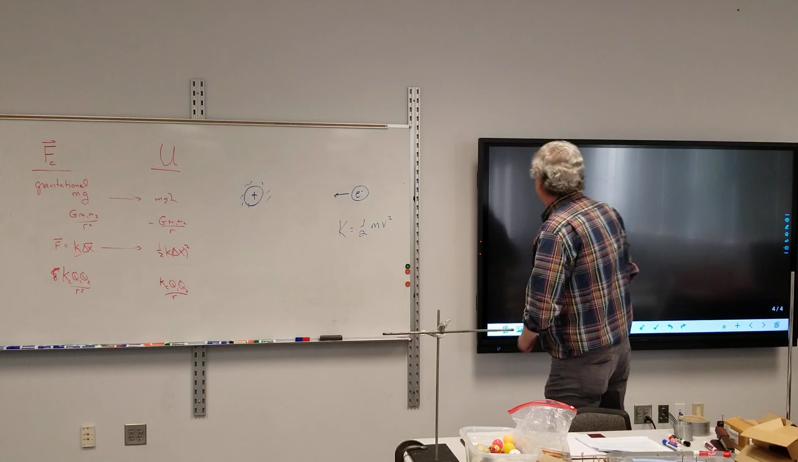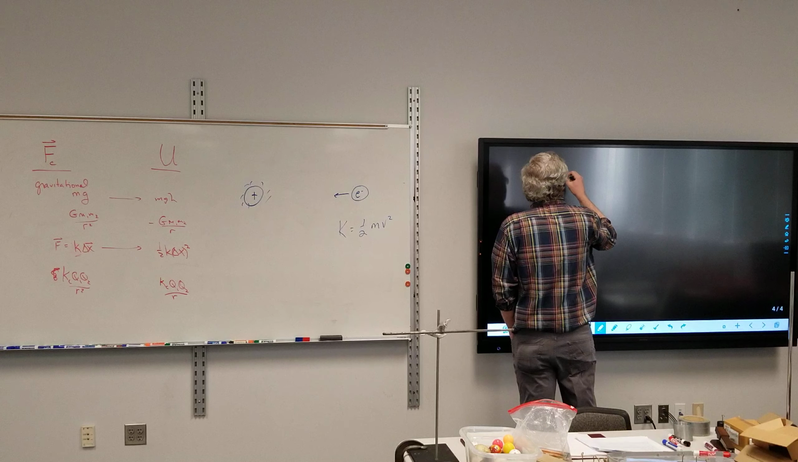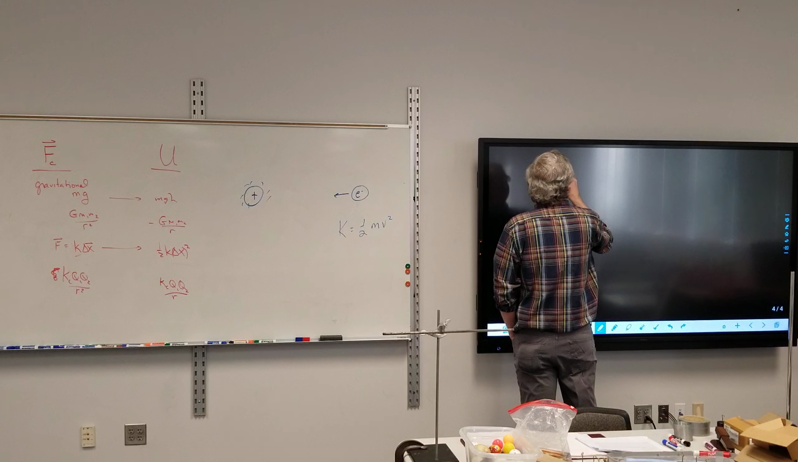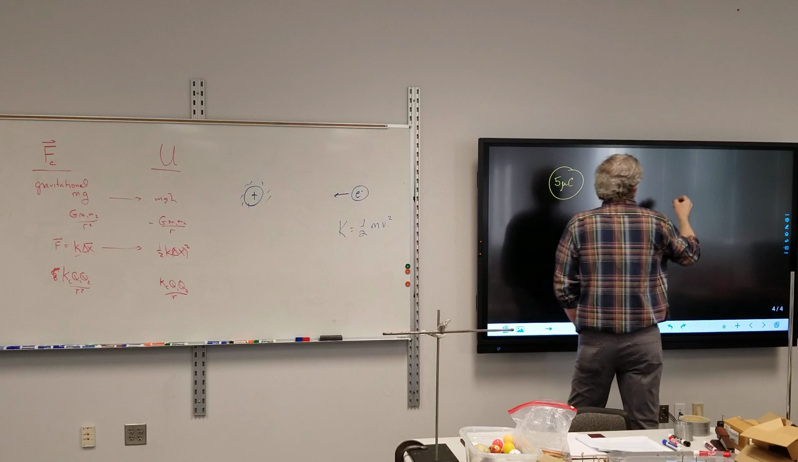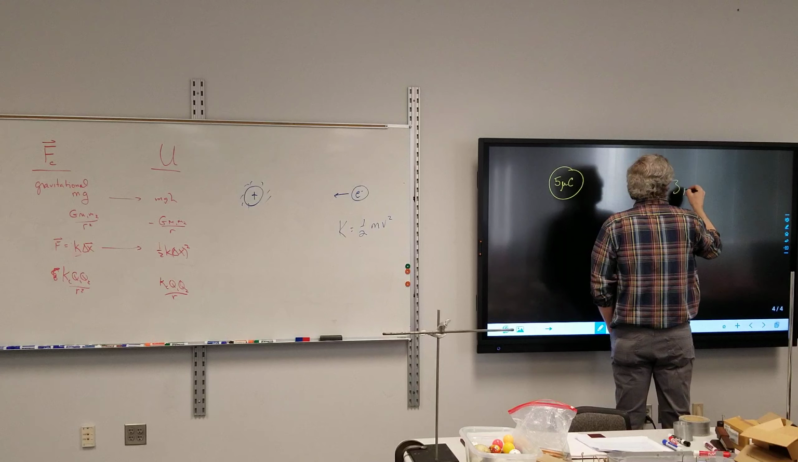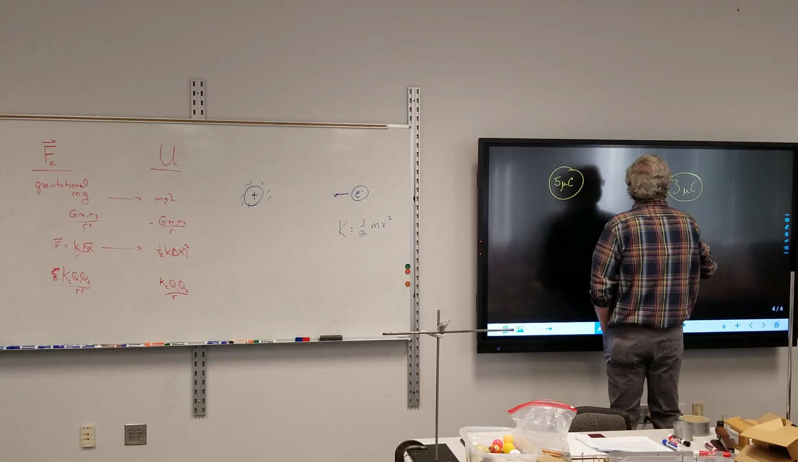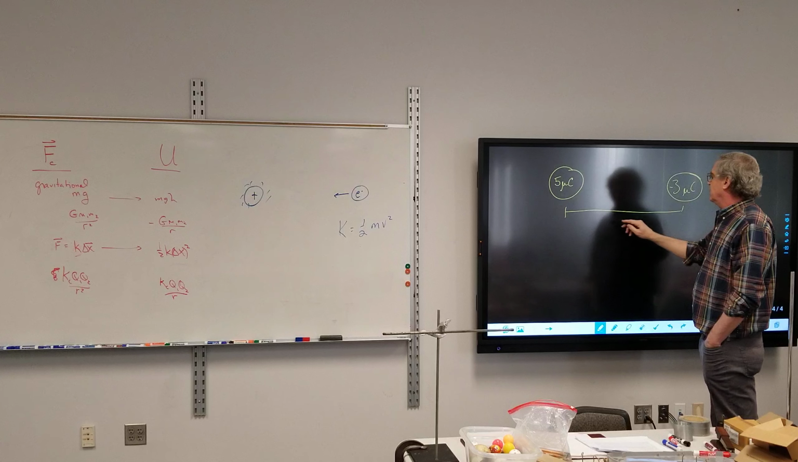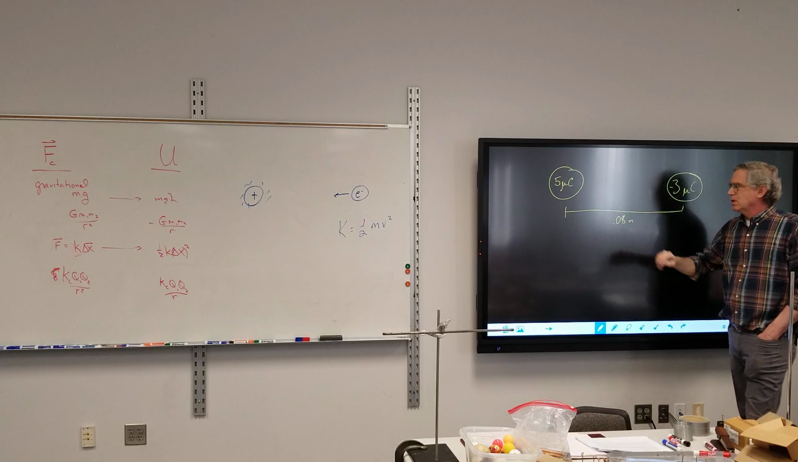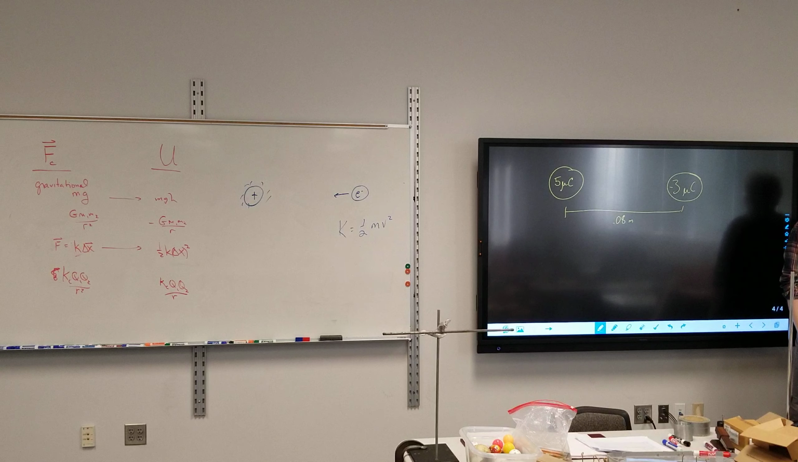Just do simple plug and chug. I have a 5 microcoulomb charge here. I have a 3 microcoulomb charge there. I'll make it -3. We'll put 8 centimeters between them, 1.08 meters. What is the potential energy of this system?